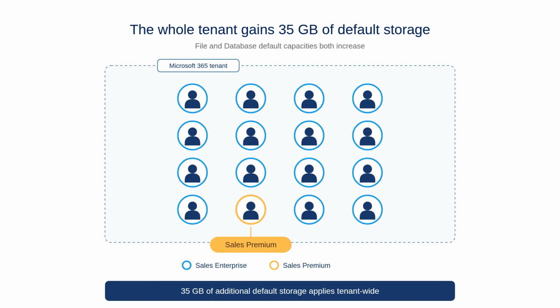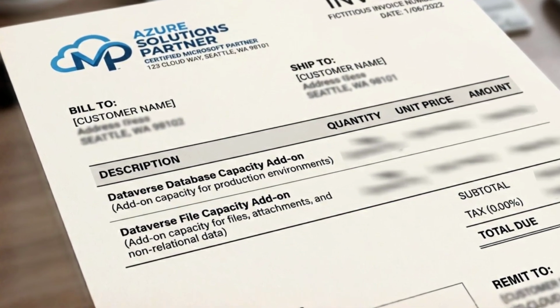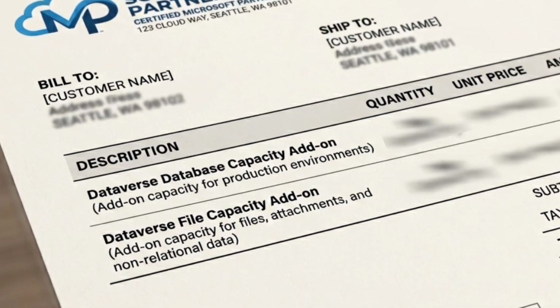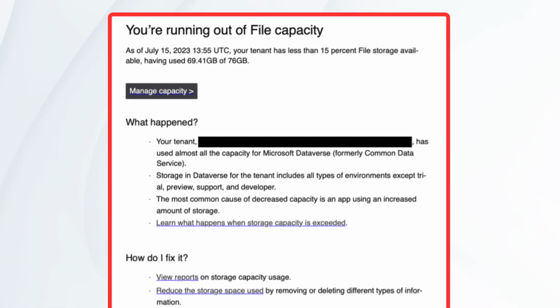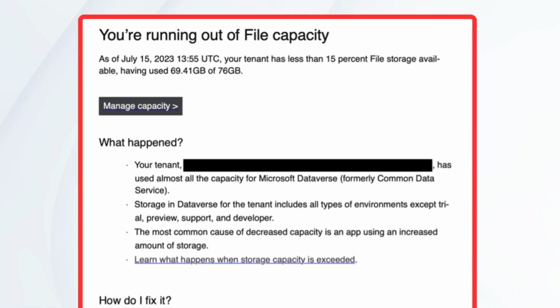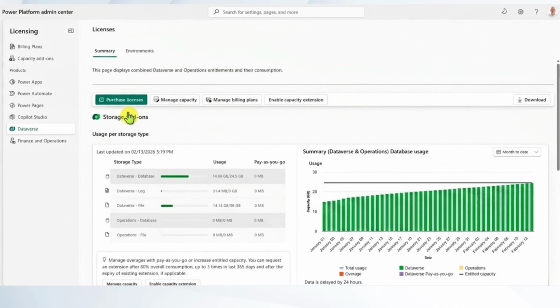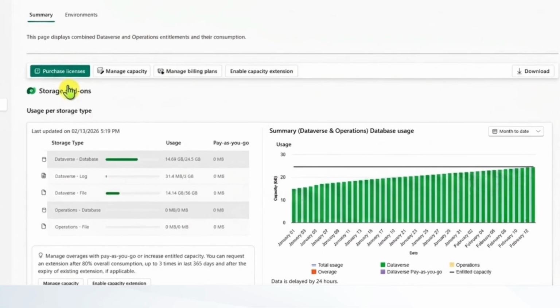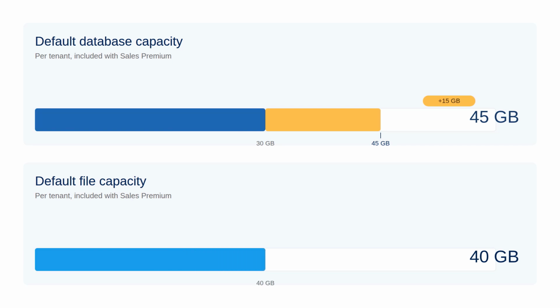There are three situations where this tactic is particularly cost-effective. If you pay for Dataverse add-on capacity, the increased default tenant storage should allow you to cut or scale back these storage costs. Second, if you're receiving Microsoft notifications that your tenant is approaching a file or database capacity limit, this action will increase your headroom. And it can help if your available Dataverse capacity feels like it's shrinking by the month. In any of these situations, adding a single Sales Premium license lifts your tenant defaults from the enterprise levels to the higher Sales Premium capacities.